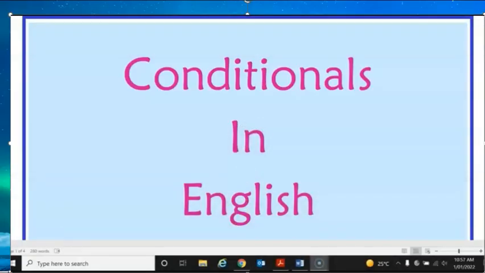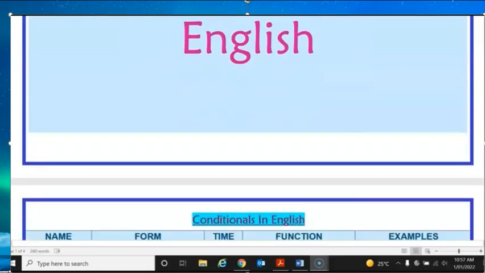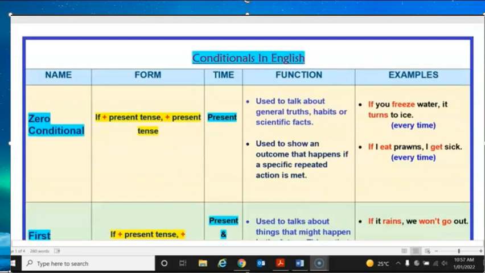Hi everyone. So this short video just gives a brief overview of the four conditionals that we use in English. Let's have a look at this table. As you can see, this table has a number of columns. The first column will give you the name of the conditional, then the form, what it looks like, the time, whether we use the conditional in the present, the future or the past, the function of each conditional, and then some examples.